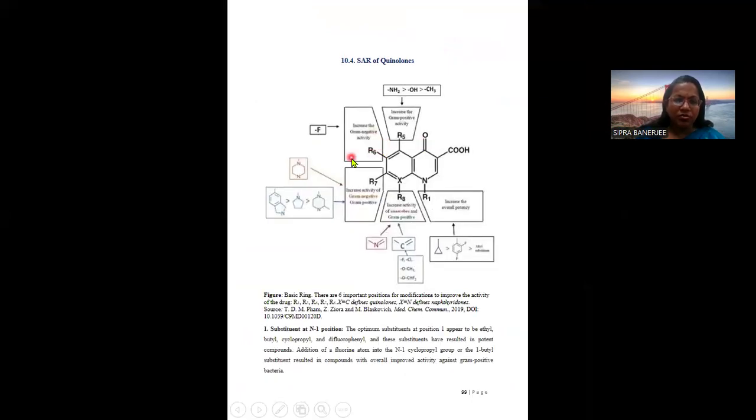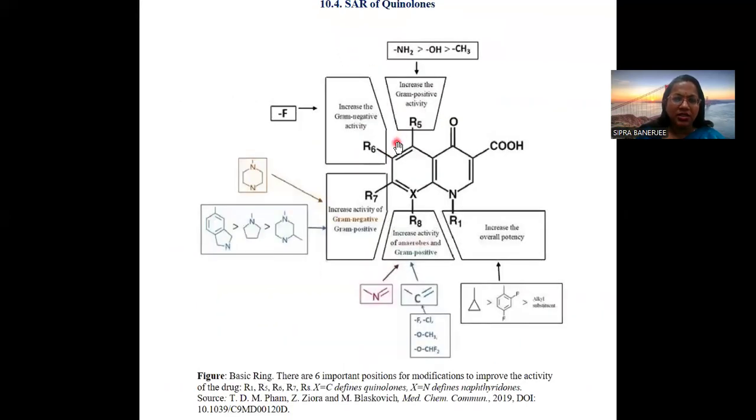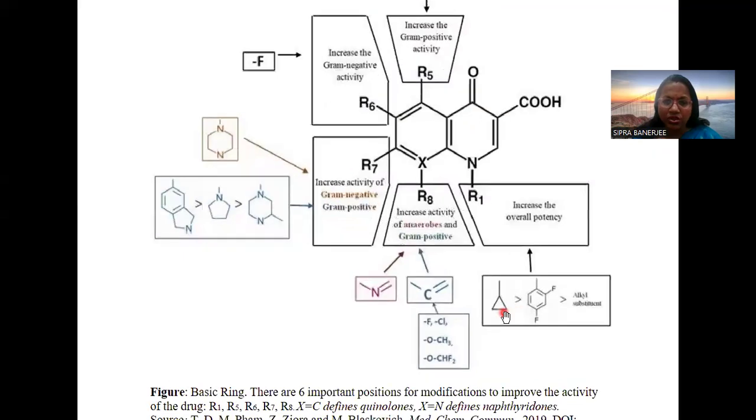This is the SAR of quinolones, where different modifications of the drug can cause changes in activity, increasing the gram-positive or gram-negative activity. If this numbering is R1, R2, R3, R4, R5, R6, R7, R8, these are the different substitutions. In case of R1, an alkyl substitution can increase the overall potency.